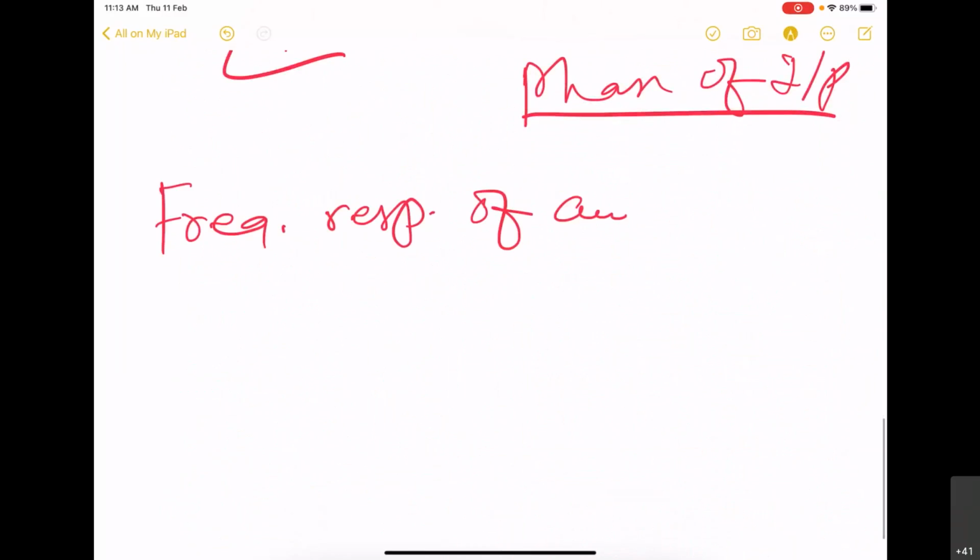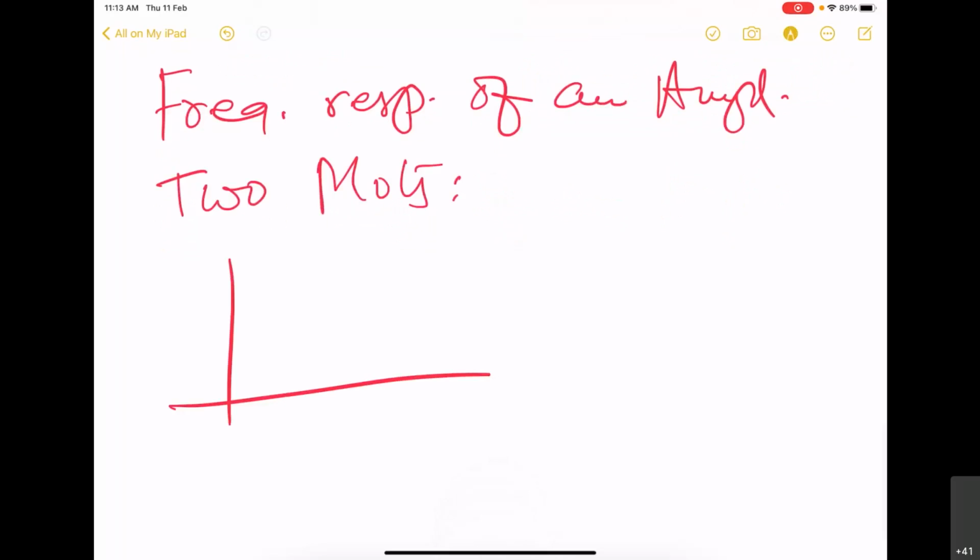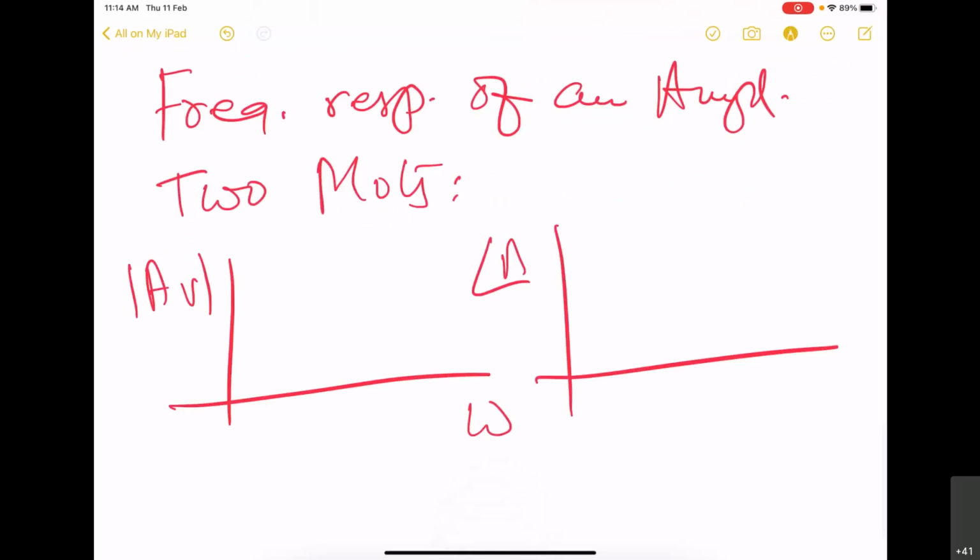these two plots, magnitude of the gain and phase of the gain with respect to omega. So frequency response of an amplifier basically means these two plots.